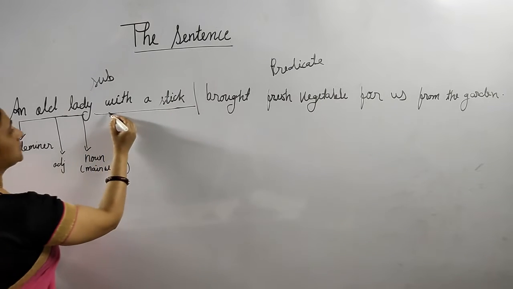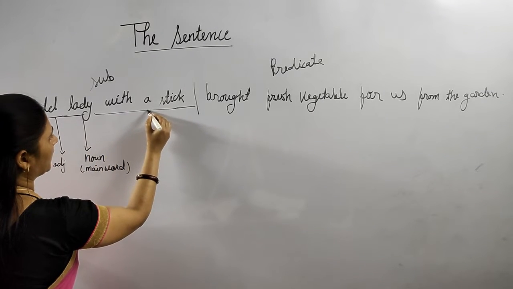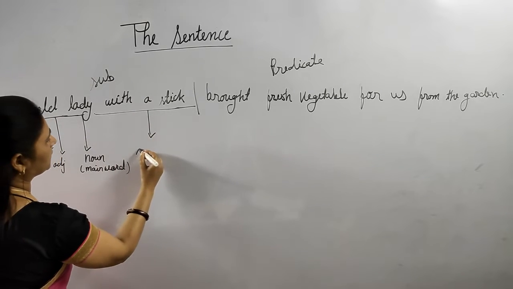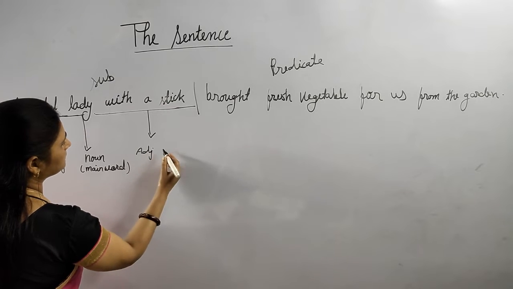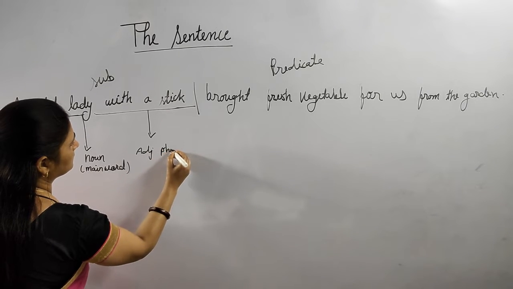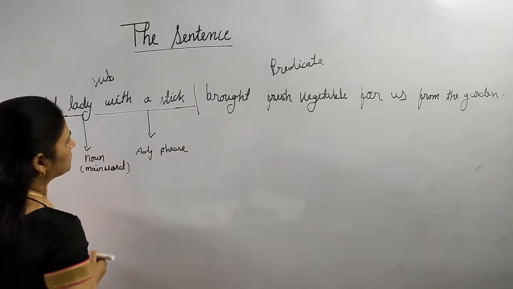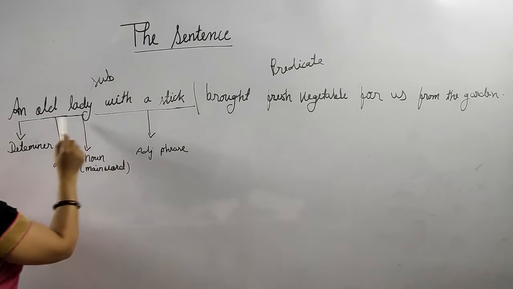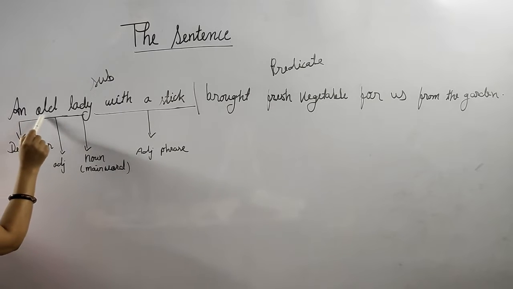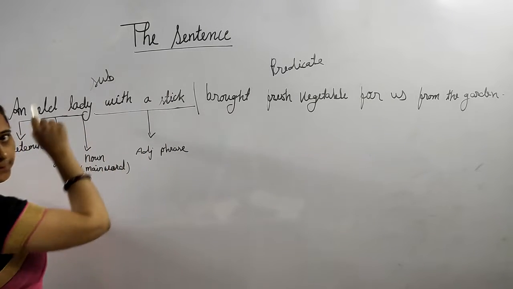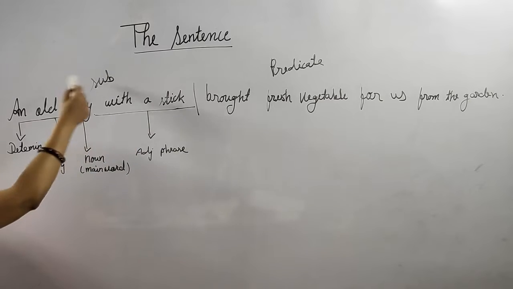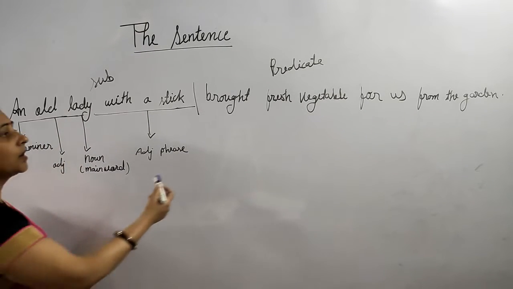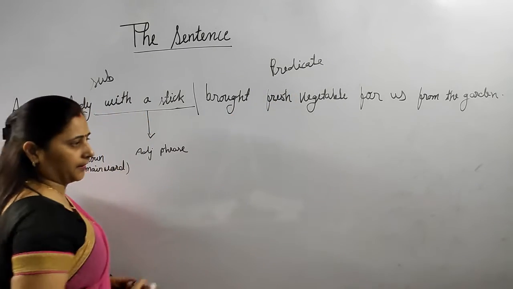The fourth and last part is with the stick. Already I have told you what a phrase is. So here it is an adjectival phrase. So in this way there are four parts of a subject, as you can see here. An old lady with a stick is the whole part you can call the subject. Now I will tell you all the parts of the predicate.